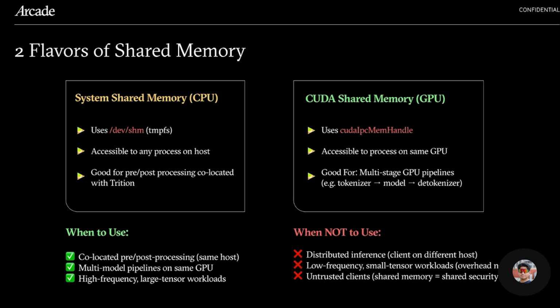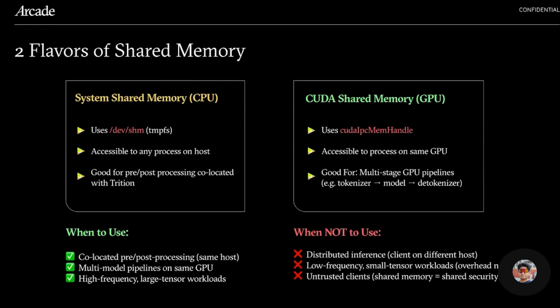which is good for multi-stage GPU pipelines if you're doing, for example, tokenizer to model and then a detokenizer after that. Now, you may need to use this. In many cases, you might not need to use this, but if you have co-located pre and post processing or multi-model pipelines on the same GPU or high frequency large tensor workflows, definitely use shared memory. If you don't have that and you're doing things like distributed inference or low frequency inference or have untrusted clients, you definitely should not use this.